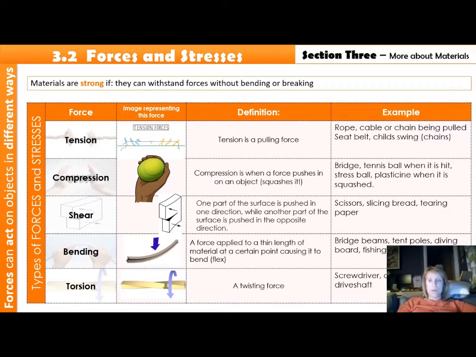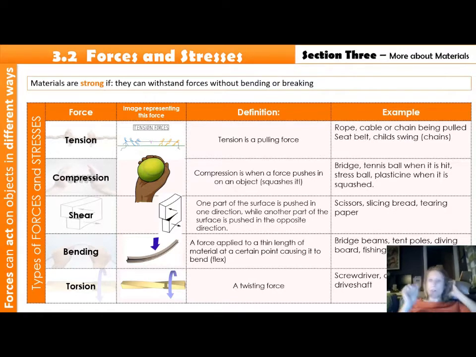Okay. The next one we're going to talk about is compression. That's when something is squashed. So for example, my pillow here, if I was to squash it, that is compression. An example of this is a bridge when it's being pushed down with force, a tennis ball when it's hit by a tennis racket, or a golf club hitting a golf ball. You'll see in slow motion the ball actually compresses before it goes off at such a speed. And also we've all played with plasticine, so when you squash plasticine, that is compression.